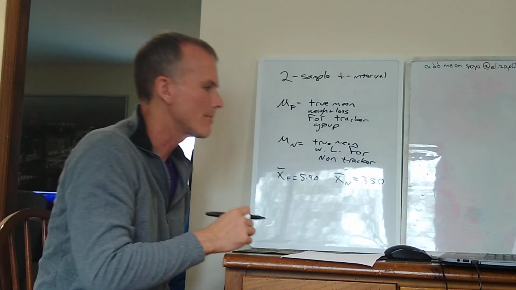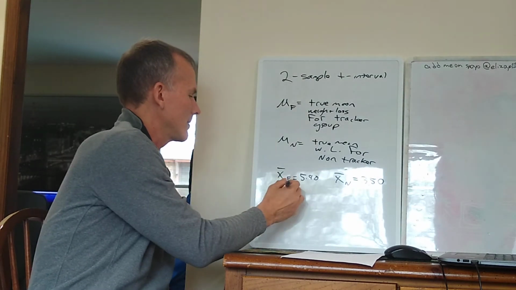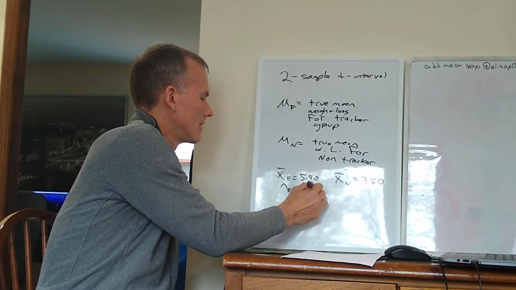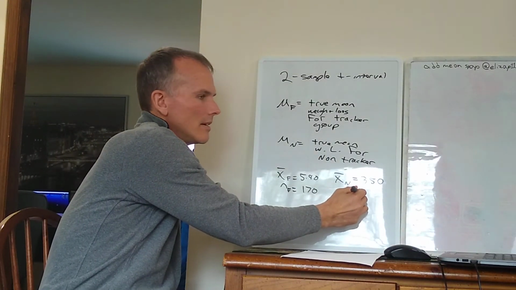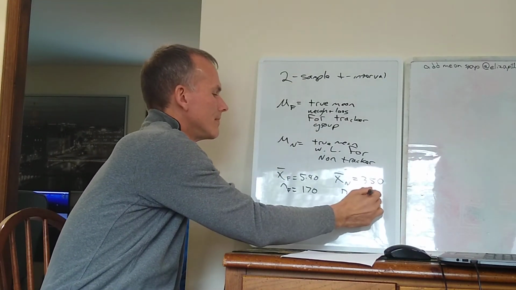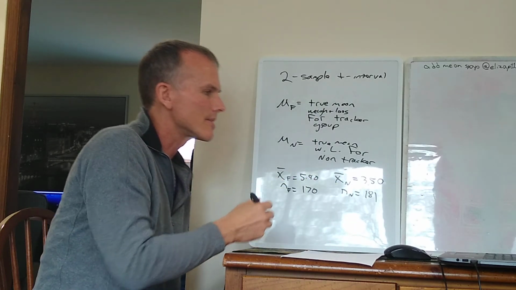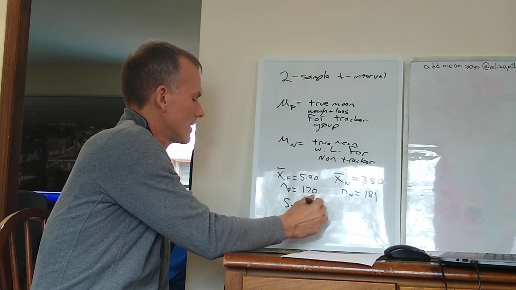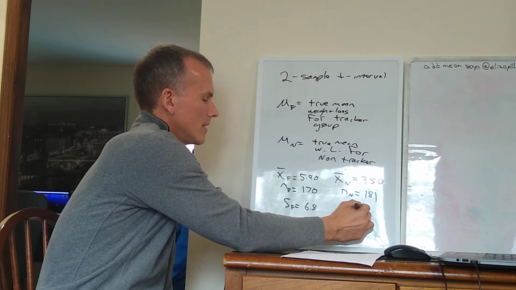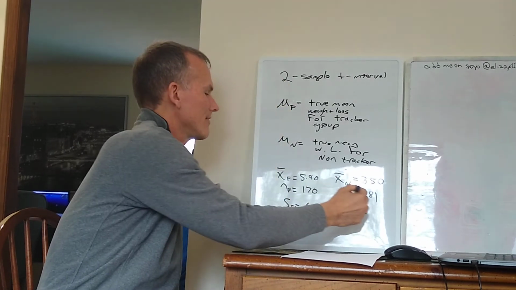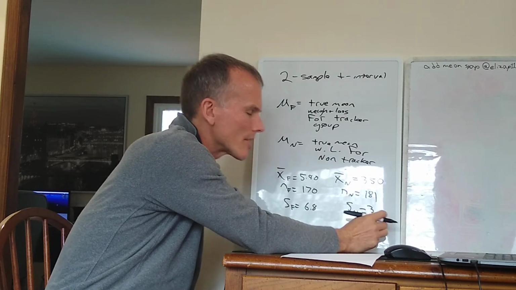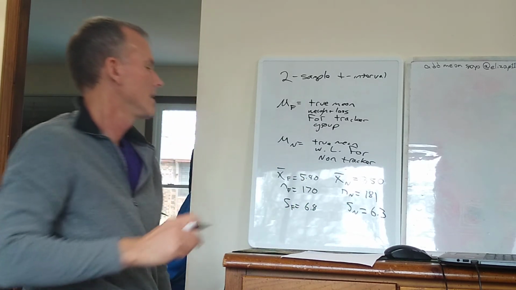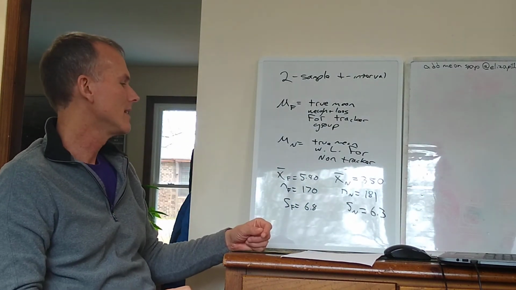Okay. The sample size, the number of people in the groups, here N sub F is 170, N sub N is 181, and the standard deviations, let's see, S sub F is going to be 6.8, and S sub N is going to be 3.5. No, sorry, that was the sample mean. It is 6.3. Okay, so we've got that.